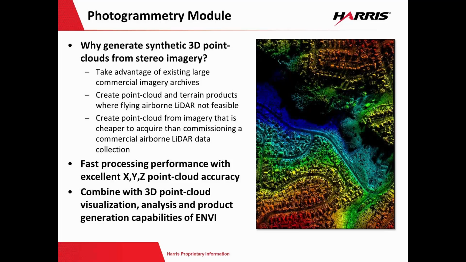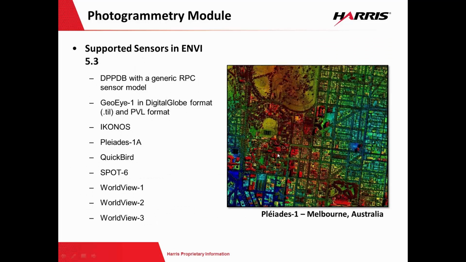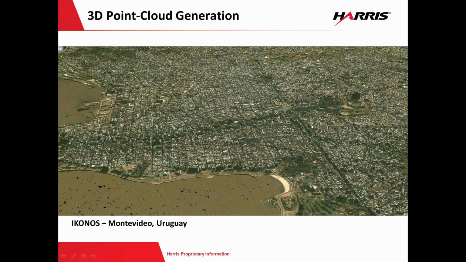The Photogrammetry Module provides fast processing performance, excellent XYZ point cloud accuracy, and when a 3D point cloud is combined with multispectral imagery in ENVI, there are a lot of options you can use to generate various different products. At version 5.3, these are the sensors that are currently supported, though we do expect this number to grow with subsequent releases. These are the ones in this first round of the Photogrammetry Module that have made their way in. The next few slides show a couple of examples that our engineers have given over to us as they were testing this product.